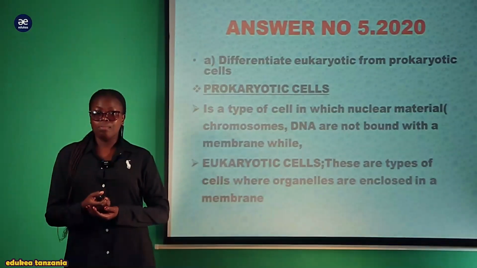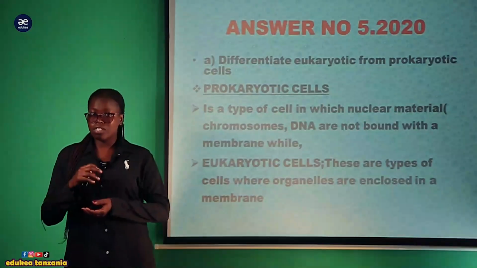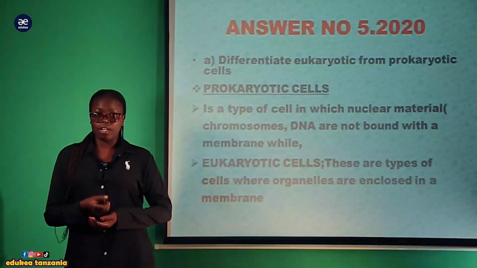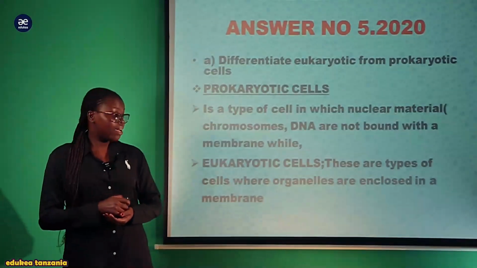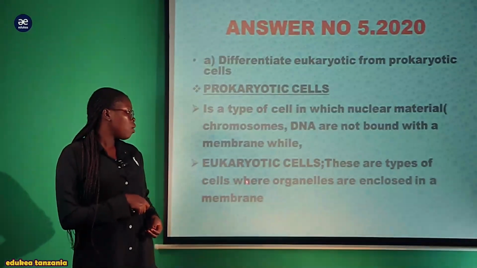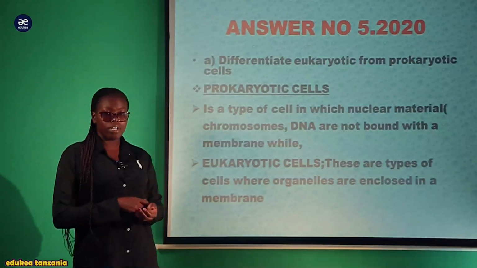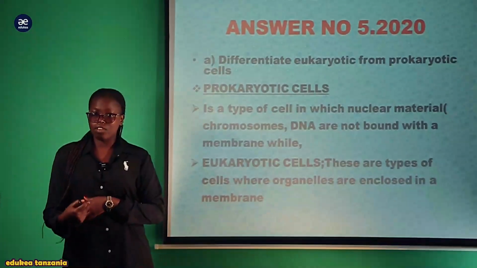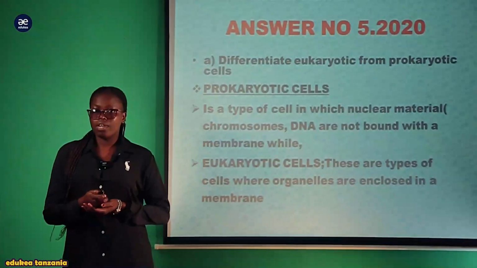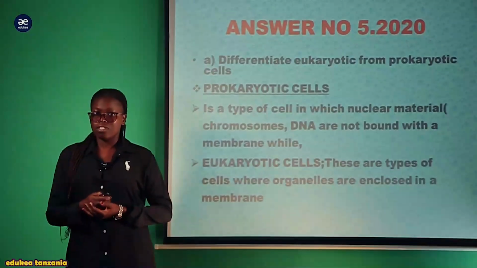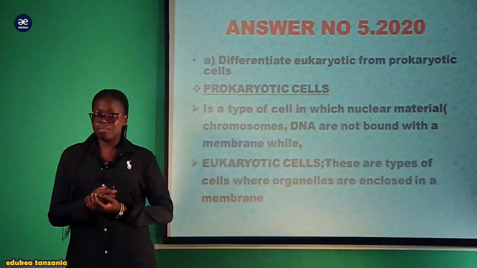In short, meaning that the DNA chromosomes are not enclosed by the nuclear membrane. While the eukaryotic cell, these are the type of cell where organelles are enclosed in the membrane or nuclear membrane. So their DNA and the chromosomes are enclosed within the nuclear membrane. So that is the greatest difference. You just need to answer simply like that.